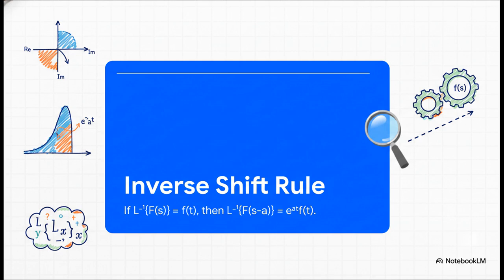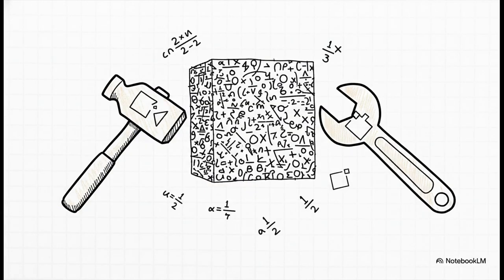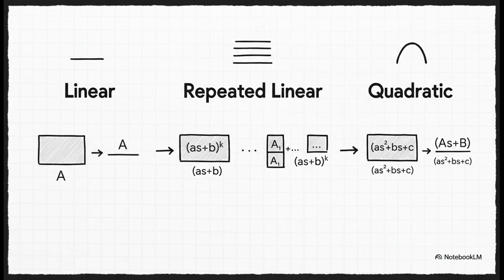It's basically screaming at you that your final answer is going to have an e to the at term in it. It's a total giveaway. Now, I'll be honest, the answers you get in the s domain can look, well, a little intimidating at first. But don't you worry, we've got a couple of classic algebra tools to whip them into shape: partial fraction decomposition and completing the square.